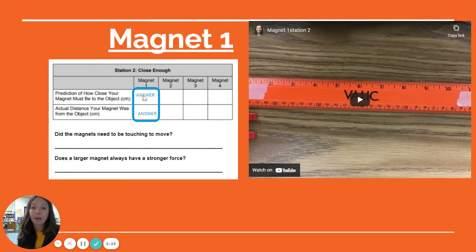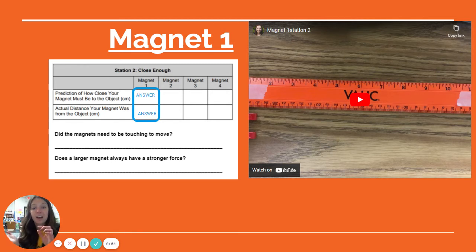The very top box under magnet 1 says prediction of how close your magnet must be to the object. So what you're going to do in just a second, I'm going to start the video and I'm not going to play it. I'm going to just pause. And I want you to decide, how close do you think that magnet needs to get before the paper clip will attract to it? So if you think I'm going to need to move it until it hits 17, and then the paper clip will go, then you would write 17 centimeters in that box.